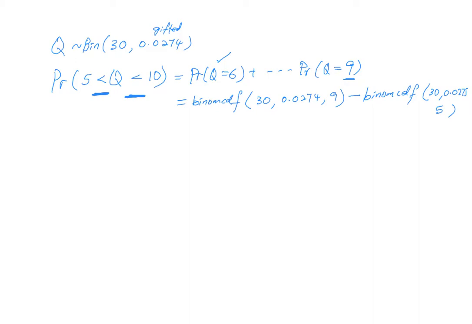Miss, can you tell me why I cannot put 6? Because if you put 6, listen here, if I put binom CDF 30, 0.0274 and 6, it means from 0 to 6. Can you please write this down in your notes?